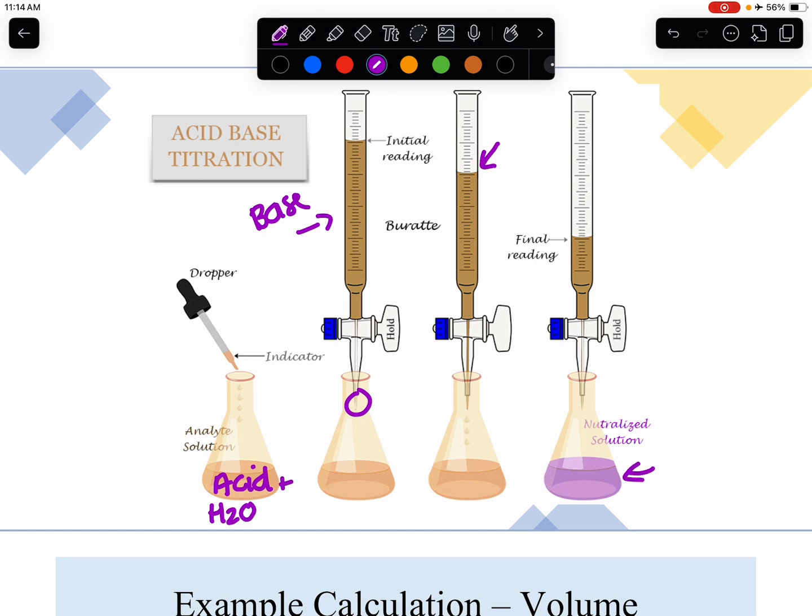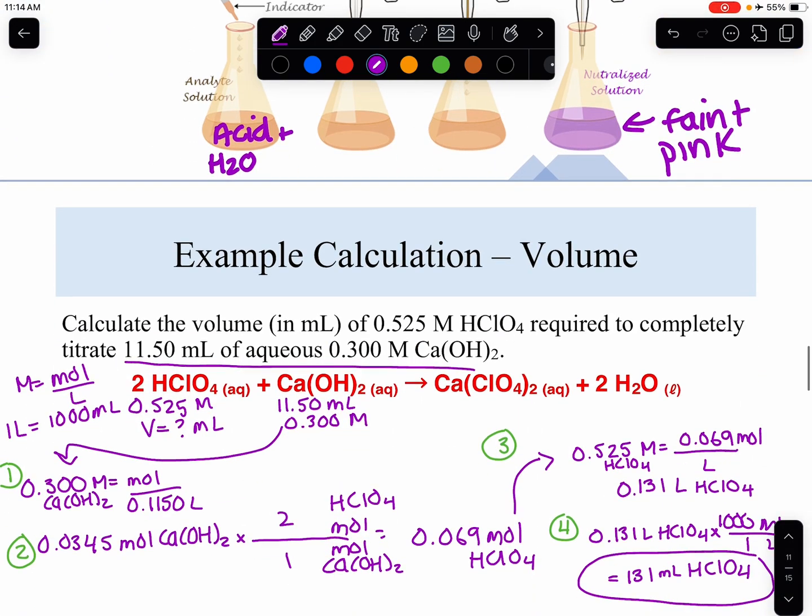When you see a faint pink, which is what we want for these sort of reactions we've done, although there are other colors, you go ahead and read your final reading, and then you subtract the final minus the initial, and you see how much of the base solution you've used. I want to remind you that this tube is called a burette. It is a very handy titration tool.